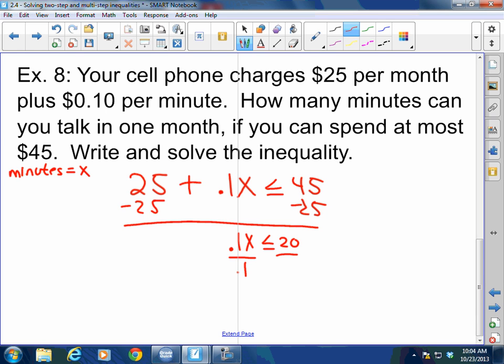Divided by 0.1, divided by 0.1. X has to be less than or equal to 0.1 on the outside, 20 on the inside, 1 to the right, 1 to the right. Decimal, fill in the 0, 200 minutes. So you could speak up to 200 minutes.